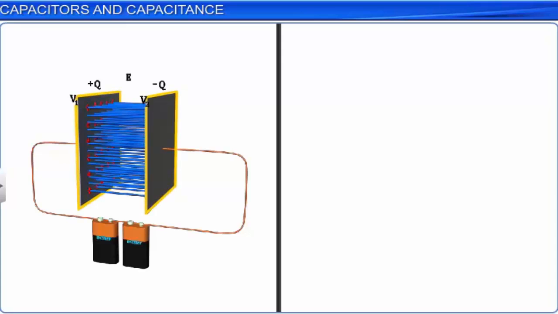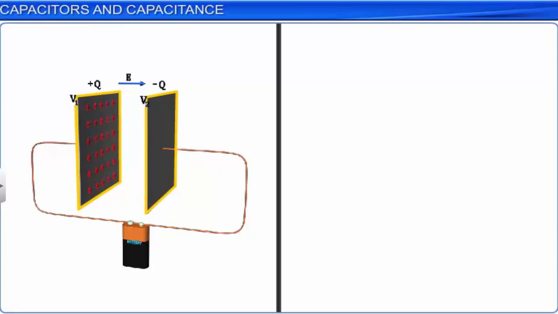Since the potential difference V between the plates increases linearly with the charge on the capacitor, Q and V are proportional. Hence, the ratio Q by V is equal to C, where C is a constant, which is the capacitance of the capacitor considered. Let this be equation 1.